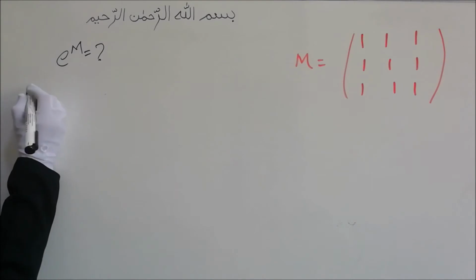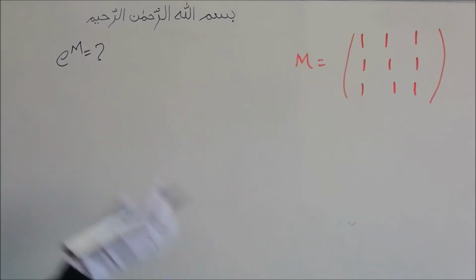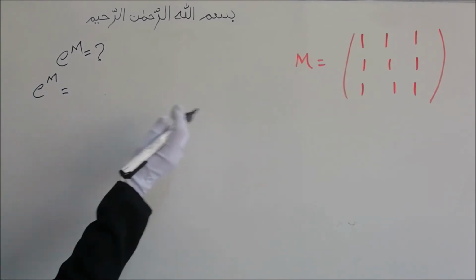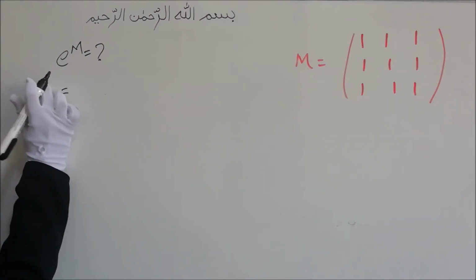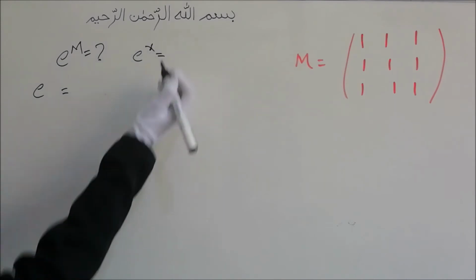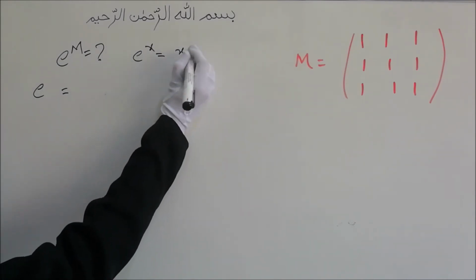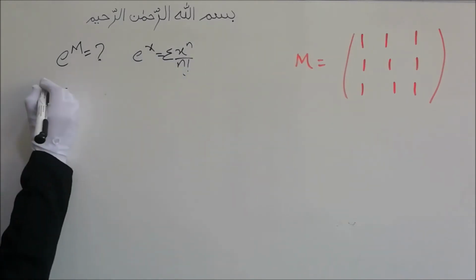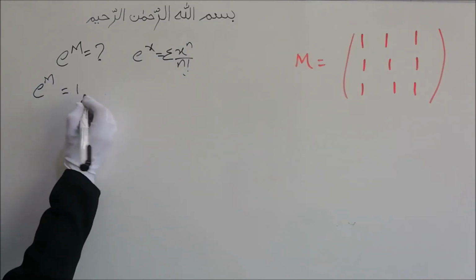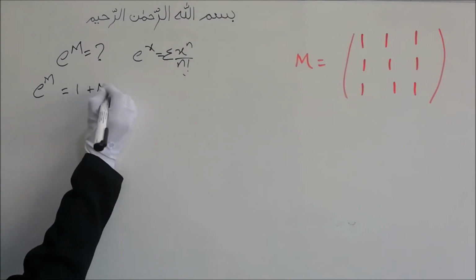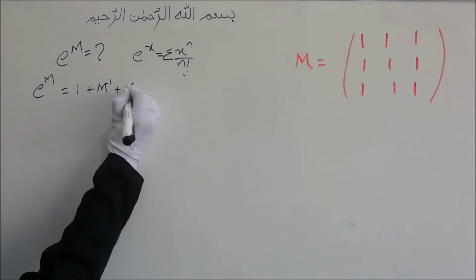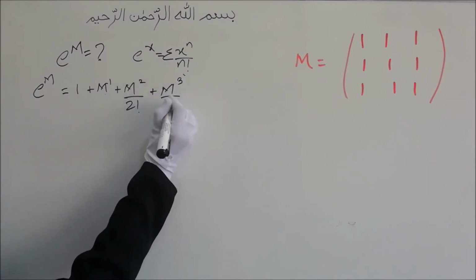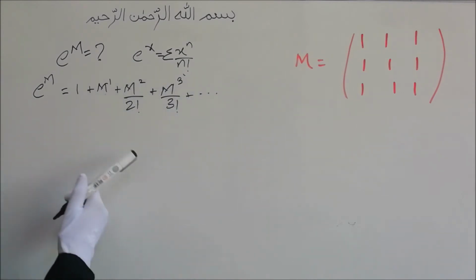Now, how do you do this? There is another formula, but first I'll do the normal method which we usually do. e raised to m is equal to... we know e raised to x can be written as the summation of x raised to n upon n factorial. So e raised to m will be equal to 1 power 0, then power 1 upon 1 factorial plus power 2 upon 2 factorial plus power 3 upon 3 factorial plus so on. So m is this thing.